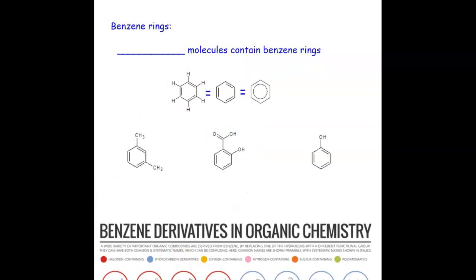There is one more carbon-based functional group to know about, and it shows up everywhere. It is in vitamins, proteins, hormones, dyes, fragrances, solvents, and all sorts of molecules. It is called a benzene ring. Molecules that contain a benzene ring are called aromatic.